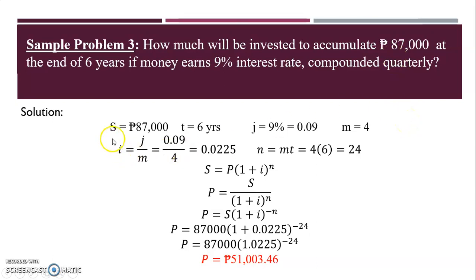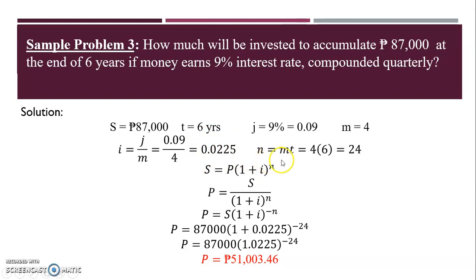So, because the given are the S, the compound amount, yung future value or the accumulated value, which is 87,000 pesos, in time 6 years. Yung J, which is the rate, is 9% or 0.09, and M natin is 4, since this is compounded quarterly. Solve na natin yung value ng I, J over M, so 0.09 over 4, which is equal to 0.0225. So, wag muna tayo magra-round. Doon na lang tayo sa final answer magra-round. Kung ano lumabas sa calculator, ilagay natin.